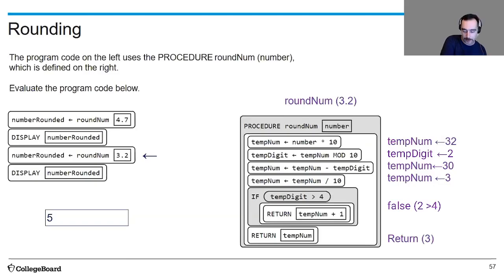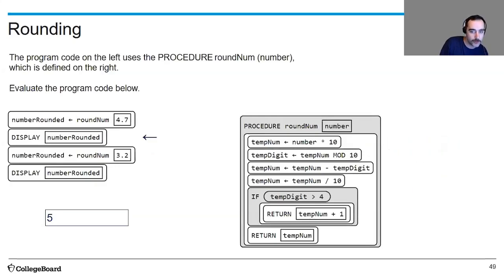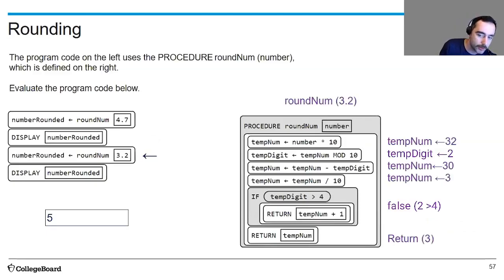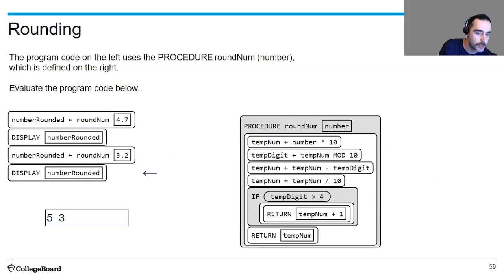In fact, there's something I forgot to mention on a previous part, so I want to bring it back up to your attention. If you'll notice on the previous one, as soon as it was true, we returned temp plus 1. We never even got to that bottom return. But that's okay, because when you come across return in a procedure, you immediately exit the procedure, even if you're not all the way through the procedure. Okay? So I was hoping that maybe when you did that, you caught that. And then again, on the other one, we didn't return to the end, so we returned 3.